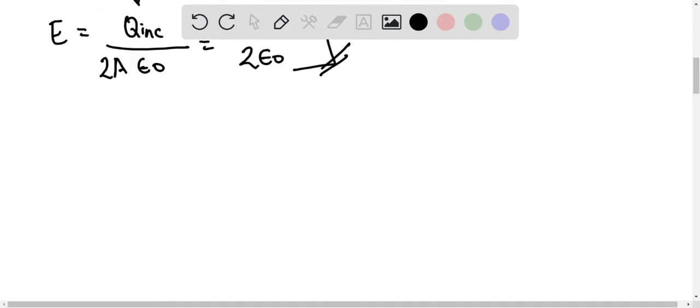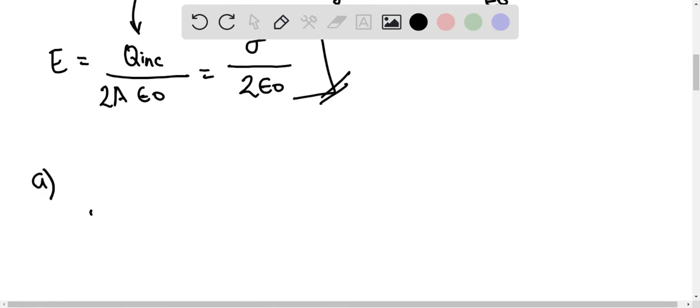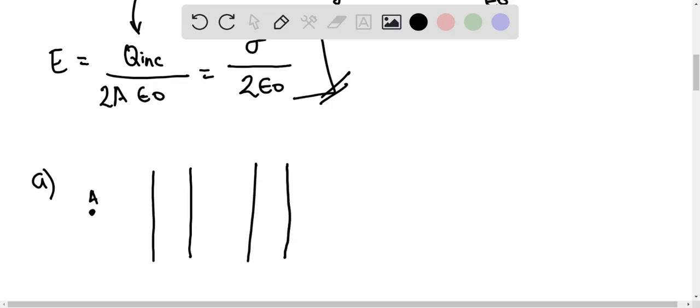For part A of this problem, we are asked about a point A, which is 5 centimeters from the left face of the left-hand sheet. The position is here. We will have our sheet, and this is the point where we want to measure the electric field. As I said in the beginning, we are going to compress the left slab with the right slab to get a uniform charge density, and then we add them to find the electric field.